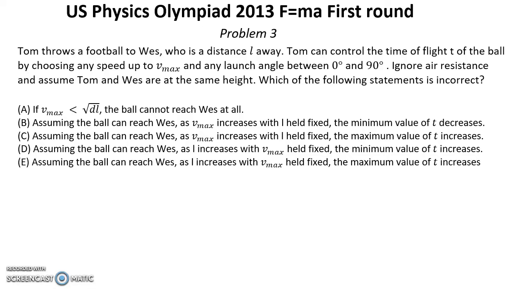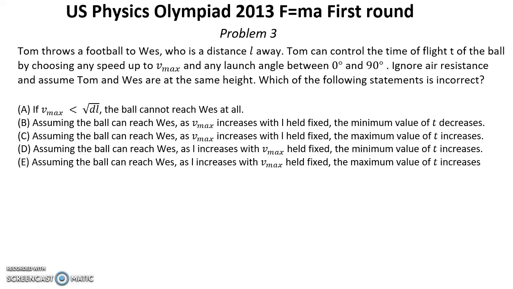Problem number 3. Tom throws a football to Wes, who is a distance L away. Tom can control the time of flight t of the ball by choosing any speed up to V maximum and any launch angle between 0 and 90 degrees. Ignore air resistance and assume Tom and Wes are at the same height. Which of the following statements is correct?